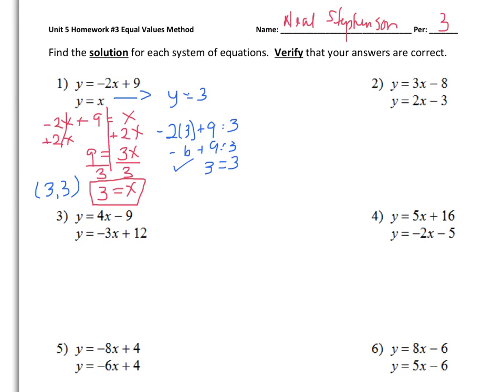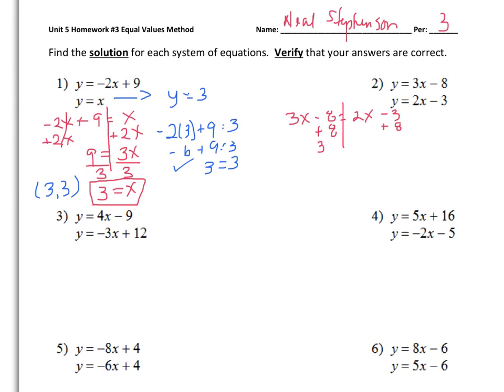In 2, it's pretty much the same. To set up your problem, it would be something like this: 3x minus 8 equals 2x minus 3. So it looks like I have more x's on the left. I'm going to go for having my x's on the left and my numbers on the right. So I got to move this negative 8 first of all. So I'm going to add 8.